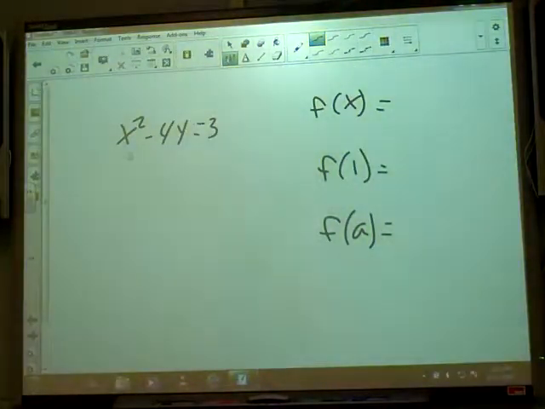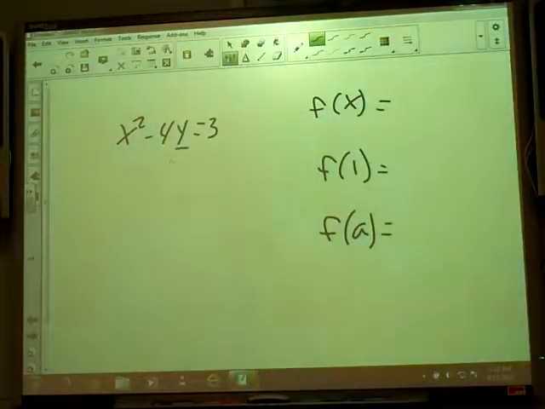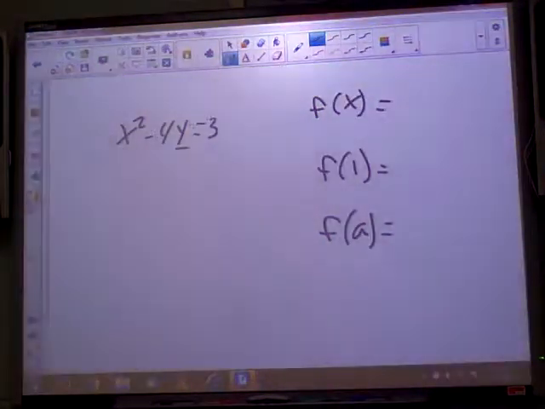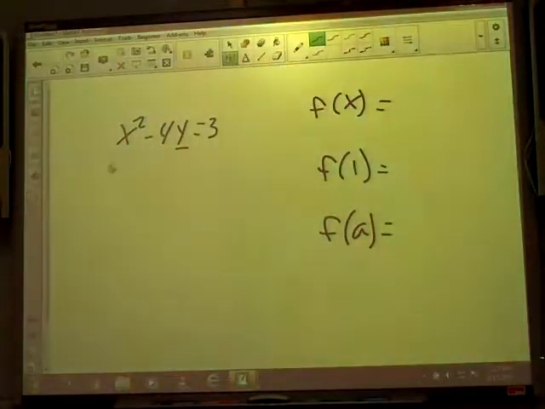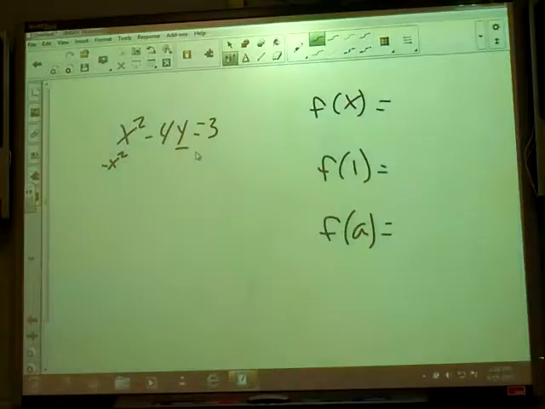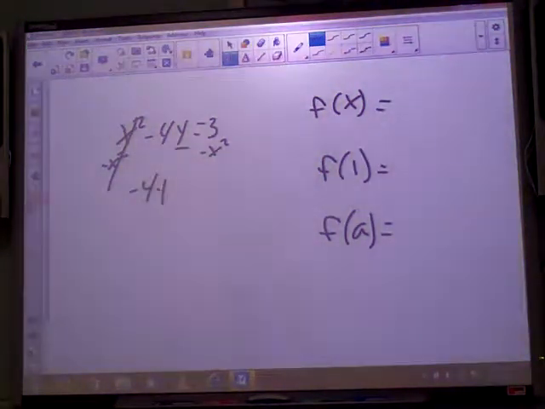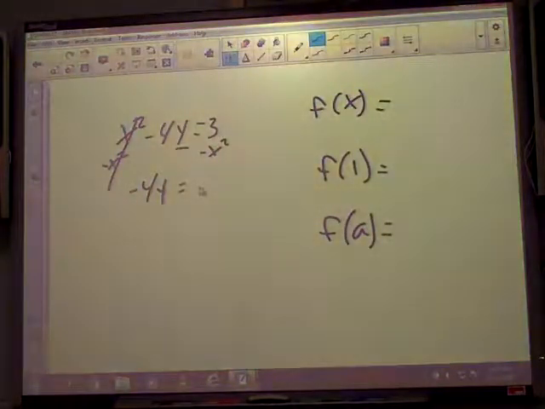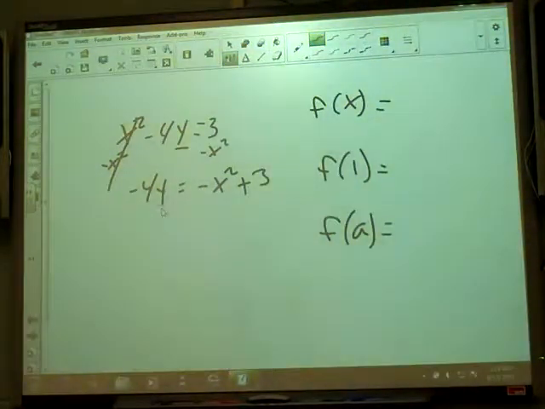Alright, so in this equation that we have, which of these variables is the same as f of x? The y. Very good. So if we can solve this thing for y, we'll have it in function notation, right? What would my first job be in getting the y all by itself? Subtract x squared. So I'm going to write that as negative 4y equals negative x squared plus 3. I like my x to go first.